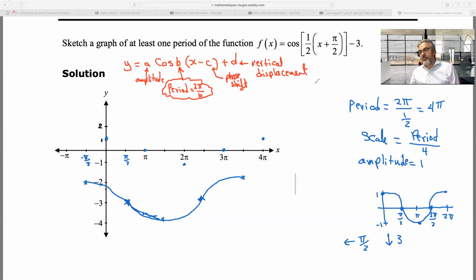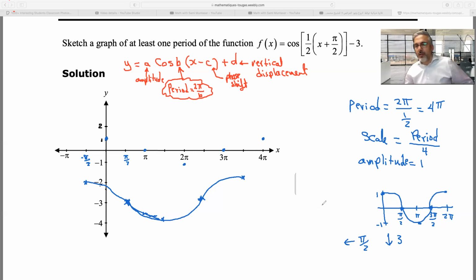So that's how you graph sinusoidal functions, either sine or cos. So this is a full period. Just to repeat, I find the period and then my amplitude, and if it's reflected over the x-axis, I put my points for a full period, and then the translations, which is pi over 2 to the left, my phase shift, and my vertical displacement is 3 down. I just do that last.